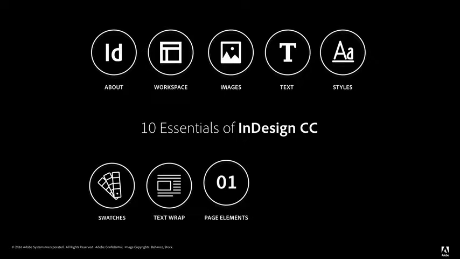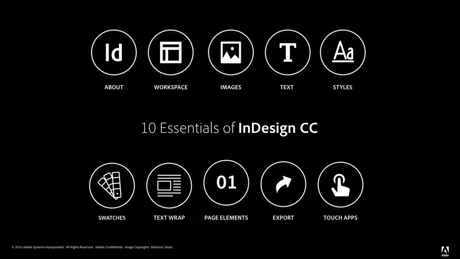We can add page elements to make the layout look really rich, like add page numbers, add graphical elements to the canvas. And finally, we come to exporting the entire document. Here I'm going to show you two kinds of export, exporting a print document as well as publishing it online. And a bit about touch apps if we have time, sort of how people work on tablets and take their designs to InDesign.